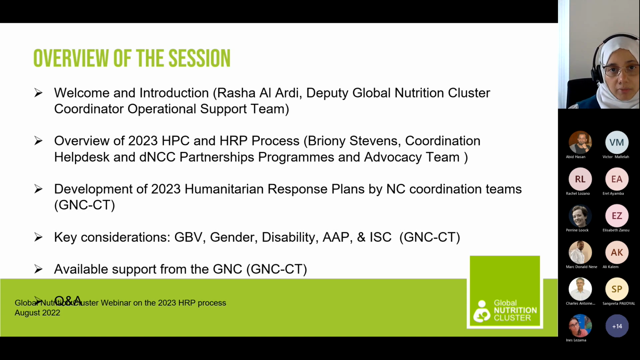But for the component of the session itself, you will have the overview of the 2023 humanitarian program cycle and HRP processes. Bryony will take the lead in provision of the session and also the development of the 2023 humanitarian response plan, and then it will be followed by the key considerations, especially for the intersectoral linkages, gender-based violence, and also gender, disability, accountability to affected populations, and others. And then we will also explain very briefly the available support that will be provided to you. So please enjoy the session, and please feel free to share any concern or any question you may have. We are here for you. Over to you, Bryony.